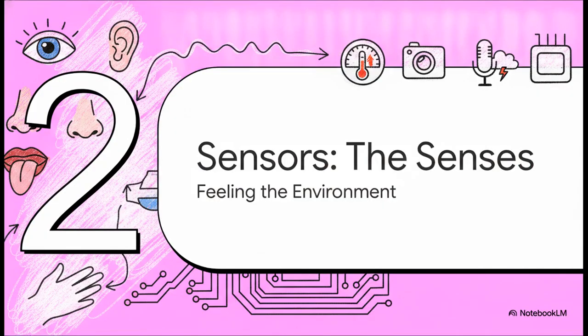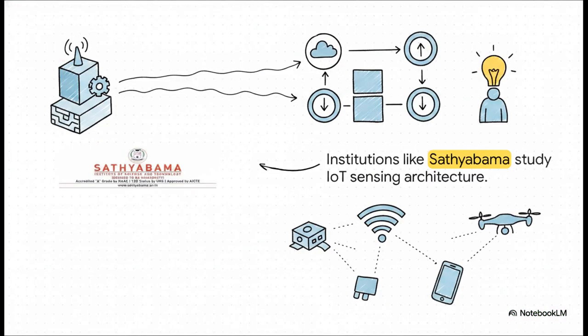Section 2, sensors. The system's senses. To truly understand how this hardware works, it helps to use a biological analogy, starting with the senses. How does a machine actually feel its environment? Well, this journey often begins in academic institutions, like the Sathiboma Institute, which rigorously study the foundation of this tech, teaching students how to build these complex systems from the ground up.